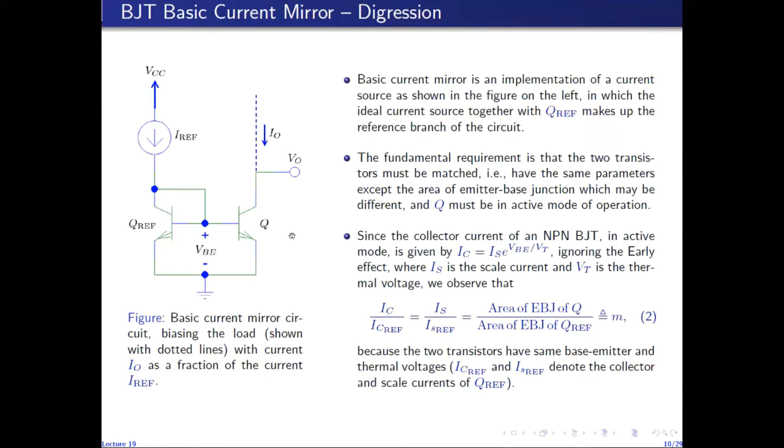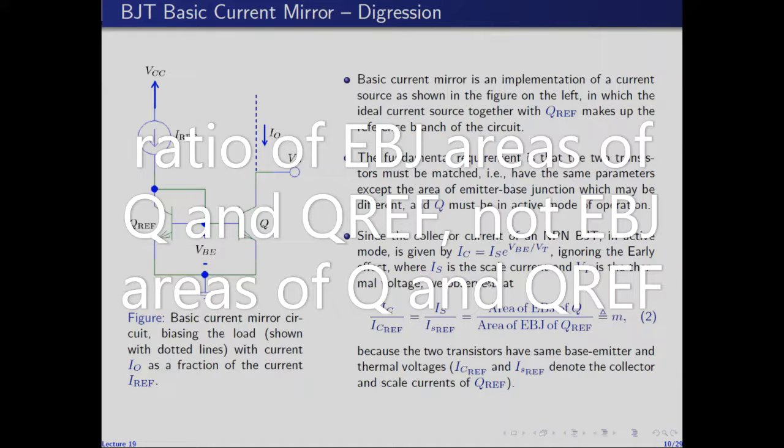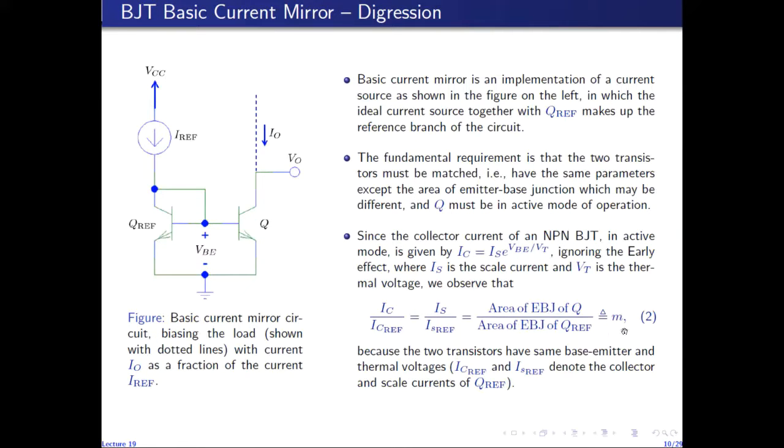And since the two devices are matched, except in their emitter base junction area, the IS for Q and QREF will only differ in the area of the emitter base junction. Since the scale current is proportional to the area of the emitter base junction, this ratio for matched transistors will be equal to the ratio of the emitter base junction area of Q to that of QREF, because all the other parameters are the same and will get cancelled out. And this ratio is typically represented by M.